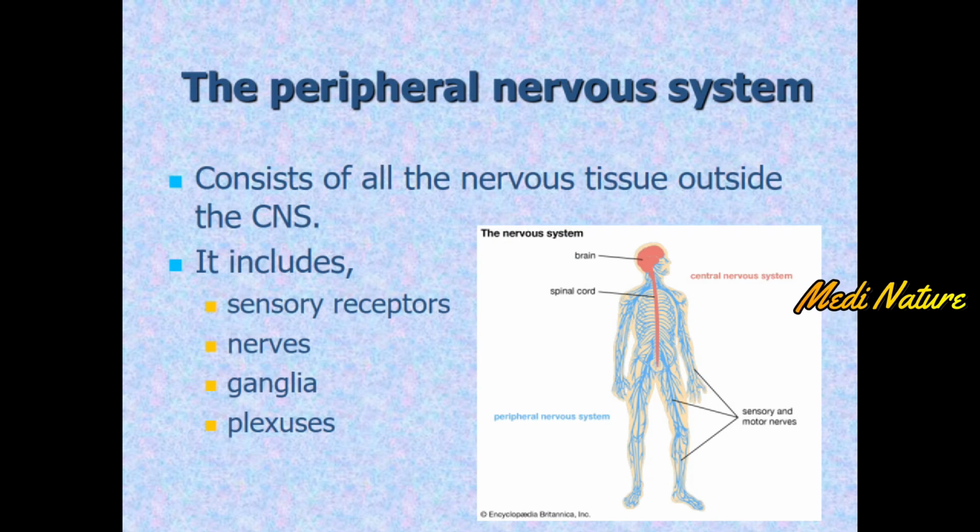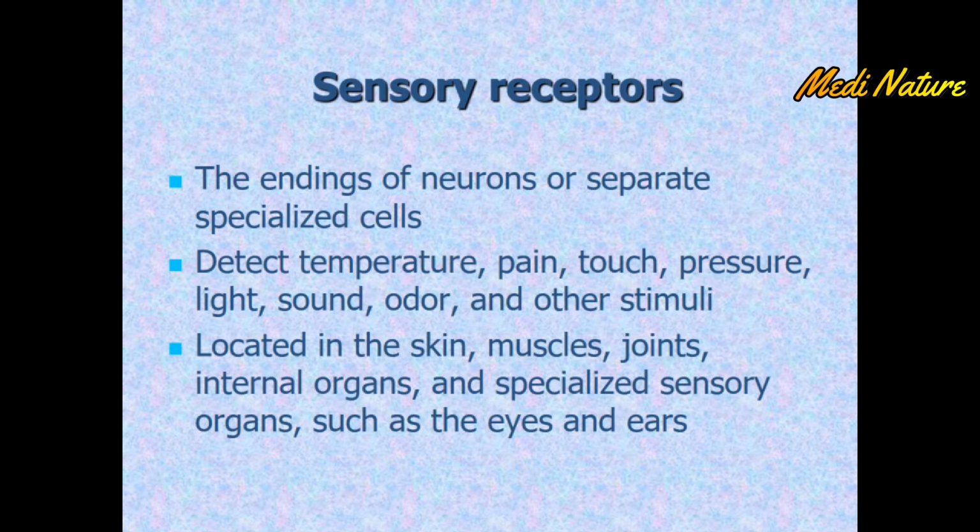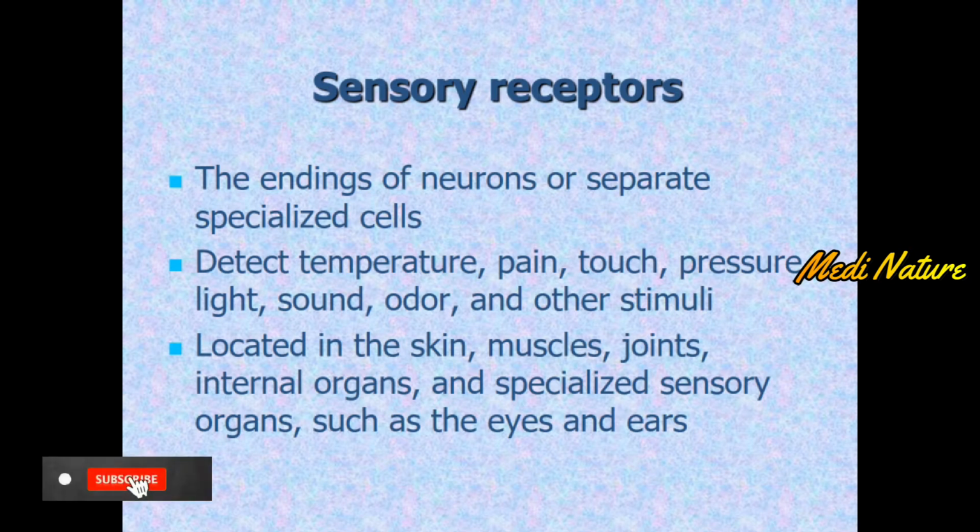The peripheral nervous system consists of all the nervous tissue which is outside the central nervous system. It mainly includes the sensory receptors, nerves, ganglia, and also plexuses. What are the sensory receptors? They can exist as free endings of neurons or as separate specialized cells. Sensory receptors are important to detect different changes in the environment. Different parameters like temperature, pain, touch, pressure, and many other stimuli are there. In order to get these stimulations, they are located in the skin, muscles, joints, internal organs, and also in specialized sensory organs such as eyes and ears.